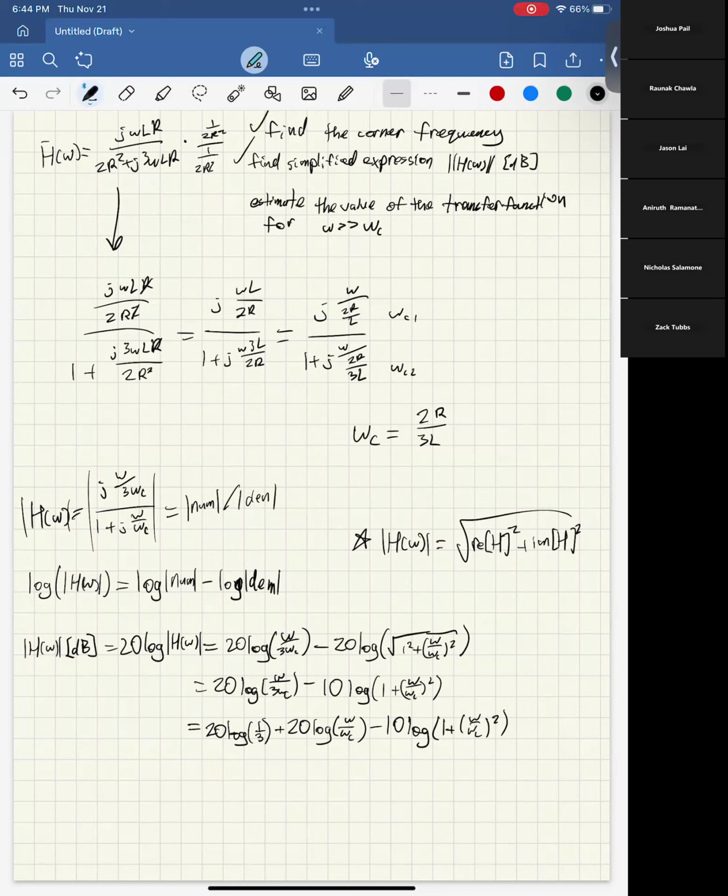And then estimate the value of the transfer function for omega greater than omega c. So if omega is much greater than omega c, then a couple things happen. Let's just say it's like 1,000 and omega c is like 10, right? Then if omega is greater than omega c, since the log function is strictly increasing, right? Or I guess this is probably a better way to say this.